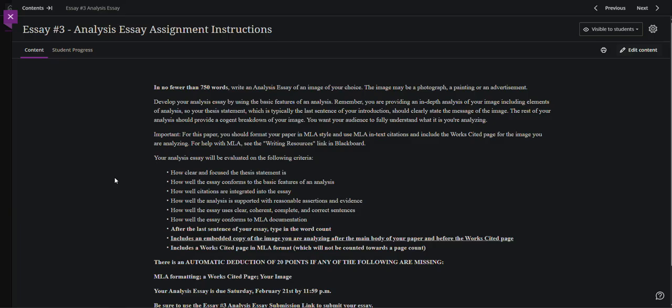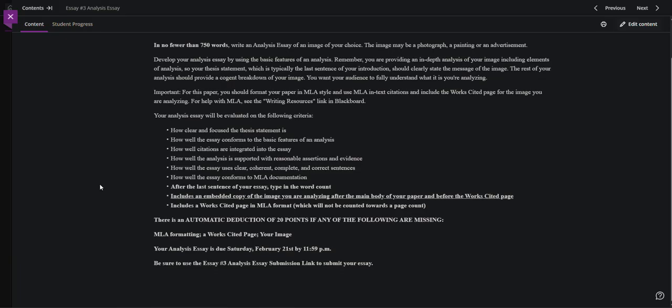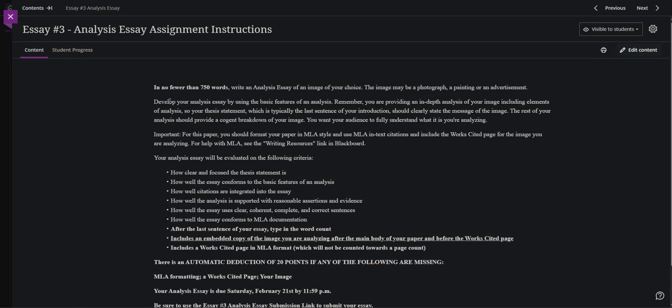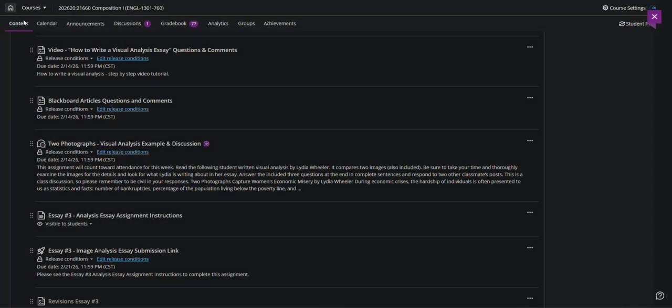So no image is a lot of points off, possibly 20 or more. So it's a great way to lose a lot of points by not including things that you can absolutely control for this particular paper. And also make sure you have a works cited. You have to cite your image. All right. So again, automatic deduction of 20 points if the following are missing: MLA formatting, a works cited page, or your image. And here's the due date. And that's all for next week. So if you have any questions about the instructions, please be sure to let me know.